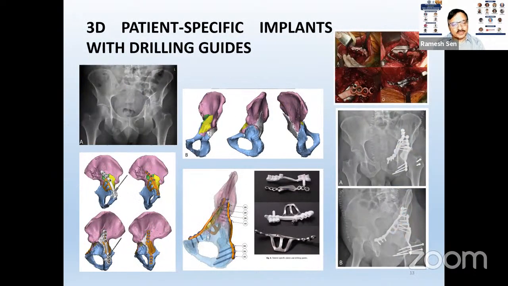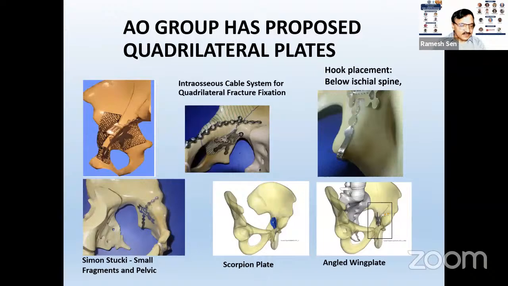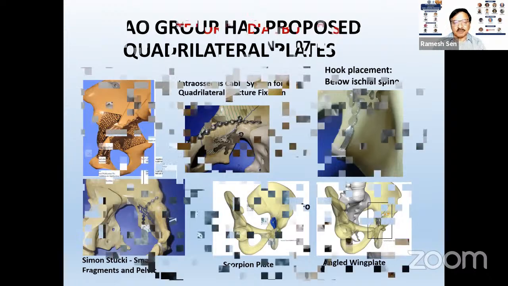Thereafter, there was a development of patient-specific plates, where everything is robotically designed or computerized, and then these specific plates came. Here the purchase is on the superior side, and the buttress is on the medial side. Then in the pelvic expert group, we have got another kind of plates that were experimented upon for the quadrilateral support, some star-type kind of thing, some medial support kind of thing. So many of these attempts were made.